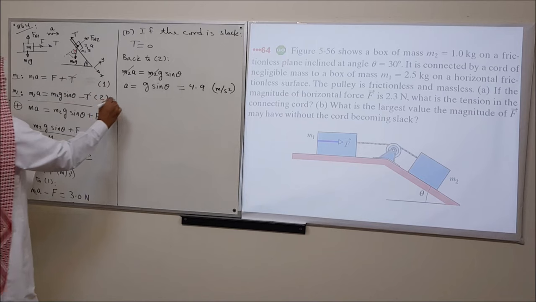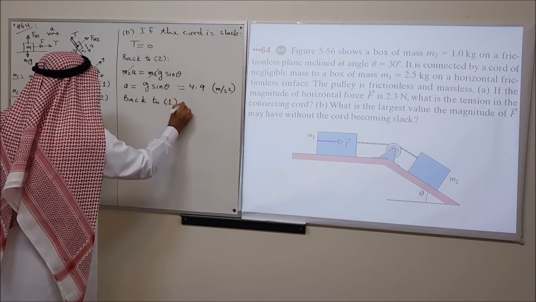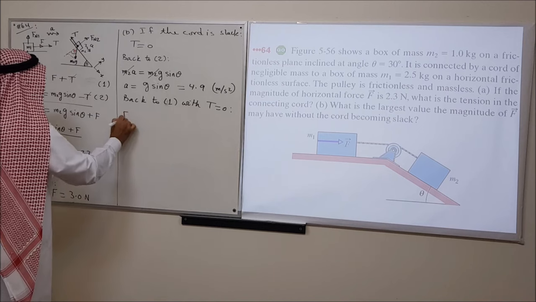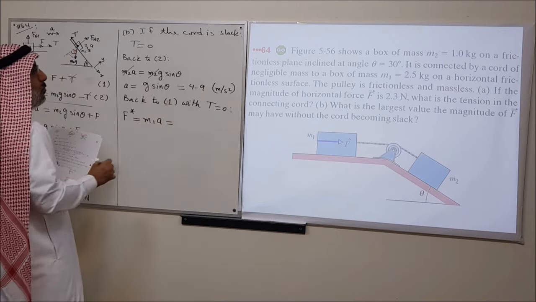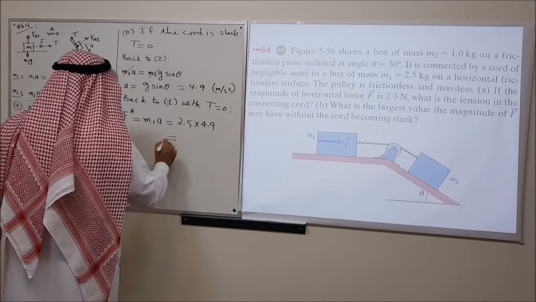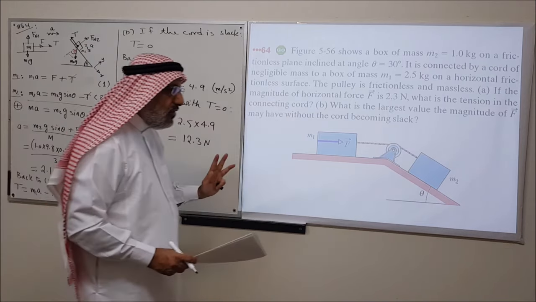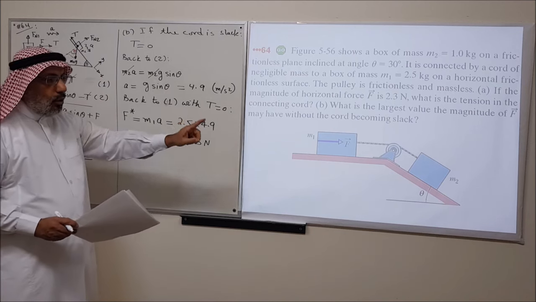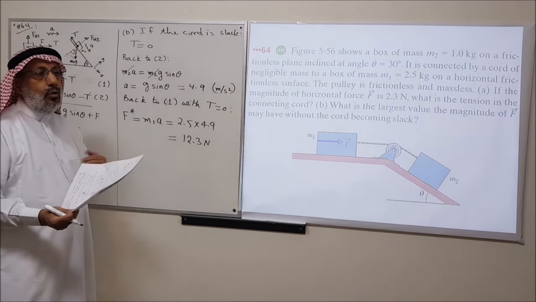Now we go back to equation 1 with T equal to 0. Find F. This is the critical F. That is equal to M1 times A. M1 is equal to 2.5 times 4.9. And that will be equal to 12.3 newtons. So you start with 2.3, everything will be okay. Keep increasing the force. When you reach 12.3, the cord will become slack, the tension is lost, and the two blocks will move almost independently of each other.